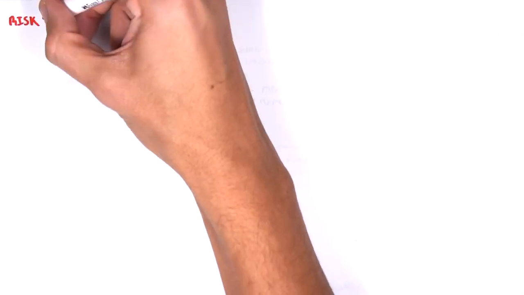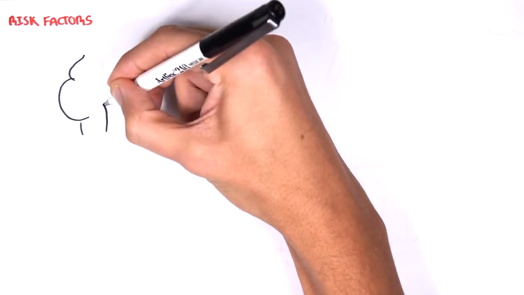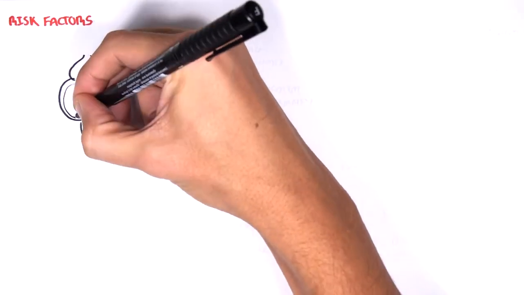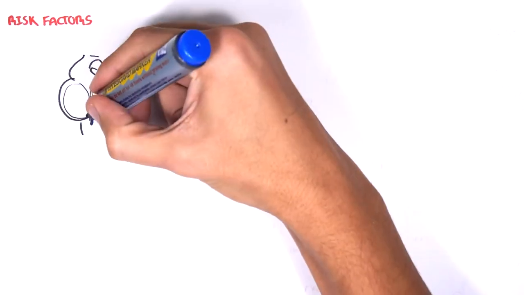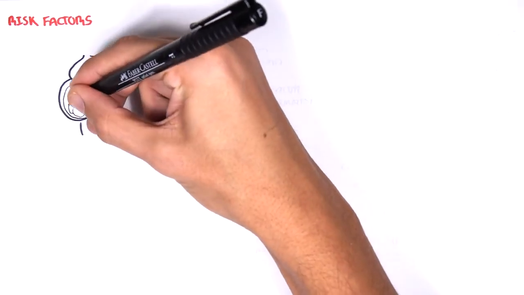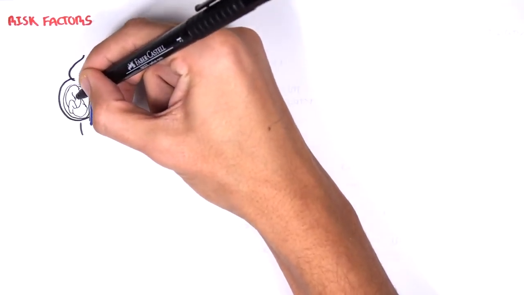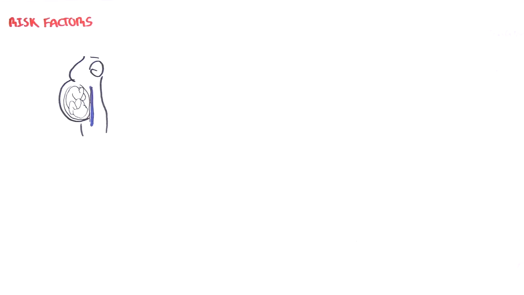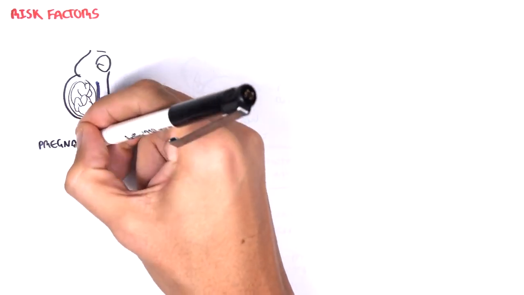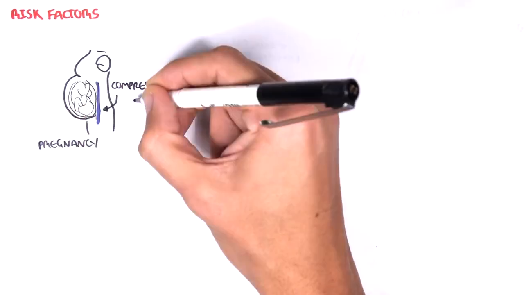The risk factors for developing deep vein thrombosis essentially will fall into one or more of the Virchow's triad categories. And these risk factors include pregnancy. Now, pregnancy is a risk factor for DVT because when the uterus enlarges, it can press against the inferior vena cava, causing stasis below. Also in pregnancy, there is a rise in clotting factors.